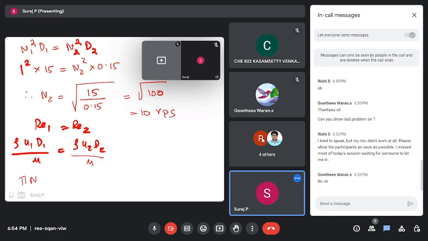So for checking that, we need to see what all things are mentioned in the question. In the question, we can see acceleration due to gravity is mentioned. Nothing about the fluid property is mentioned, like viscosity. So we need to assume that the Reynolds number and other things are constant.